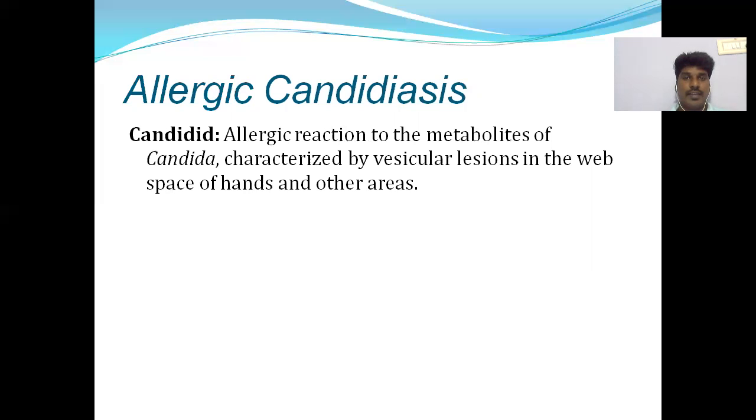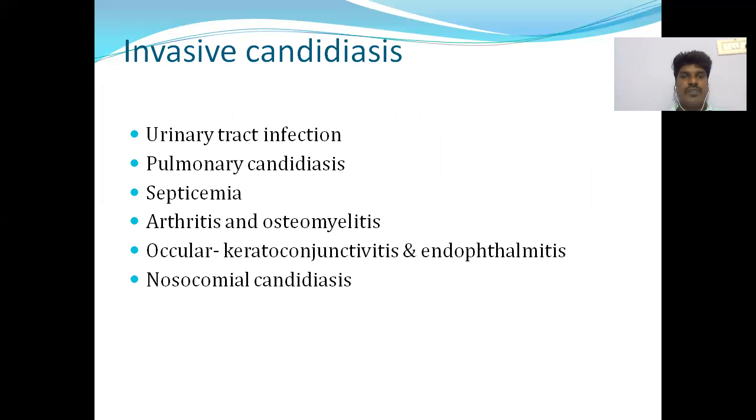Next one is the invasive candidiasis, such as urinary tract infections. It is one of the important conditions caused by Candida albicans. Apart from that, pulmonary candidiasis, which a few individuals may get, and then septicemia, and other conditions such as arthritis and osteomyelitis too. The next one is the ocular infections. A few individuals may develop ocular infections such as keratoconjunctivitis and endophthalmitis also.